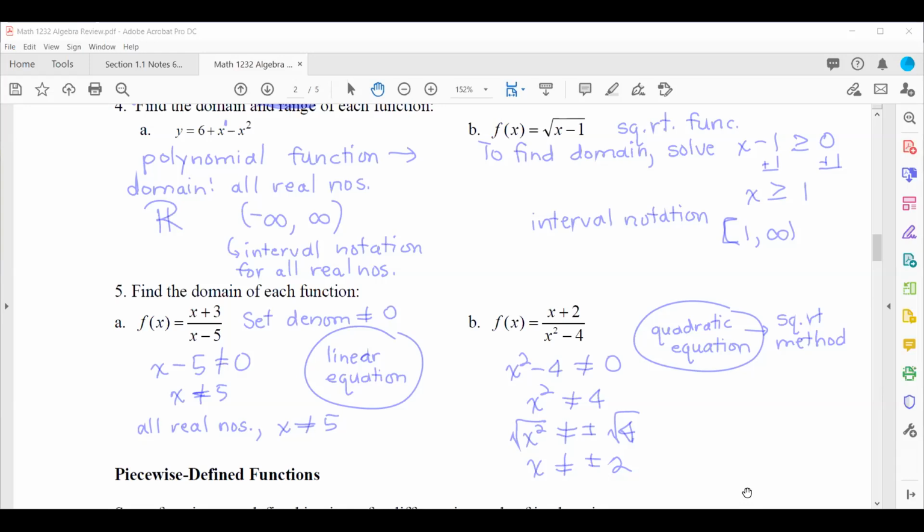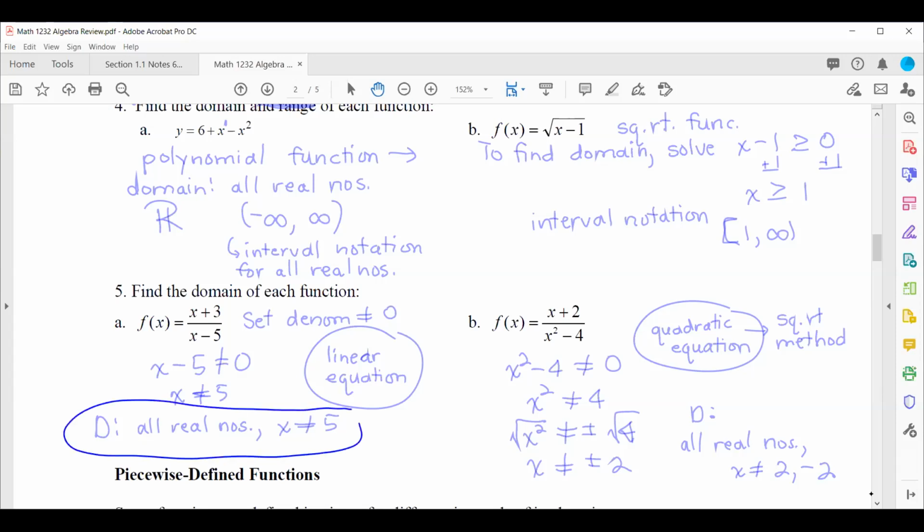All right. So for my domain, I'll just use a D. Let's put that over here too. For the domain, I'm going to say all real numbers, but x cannot equal 2 or -2. All right. Let's circle my answer.